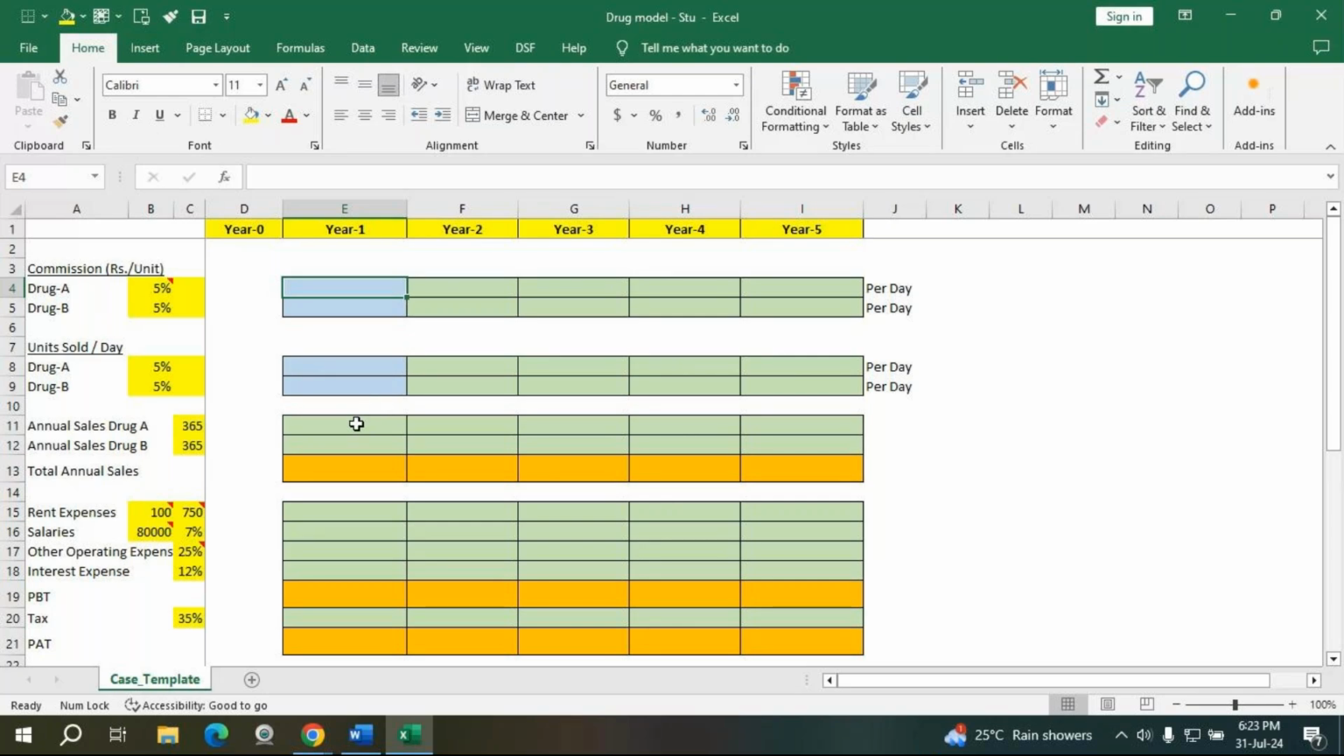Ma'am, for the annual sales, we should add commission also. Which commission? Here I am going to take the drug value 26 and 150, isn't it? So here it will be 26 into 150 into 365. This is for one day, ma'am. 365 days means 26 into 150 into 365. So the same way for drug B also.